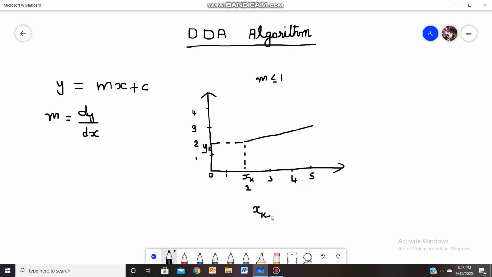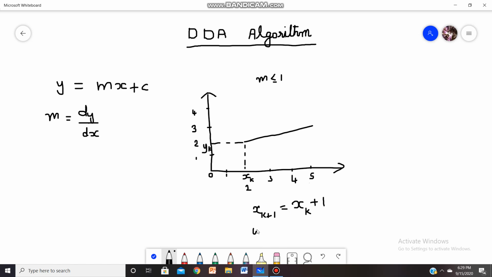Next point, first point we have xk. Next point, xk plus 1 is equal to, how are we going to get it? Each time we are going to add 1 to the previous value. So we are going to get it as xk plus 1. Similarly, xk plus 2 will be xk plus 1 plus 1. Xk plus 3 will be xk plus 2 plus 1. So each time there will be a unit increment for this one.